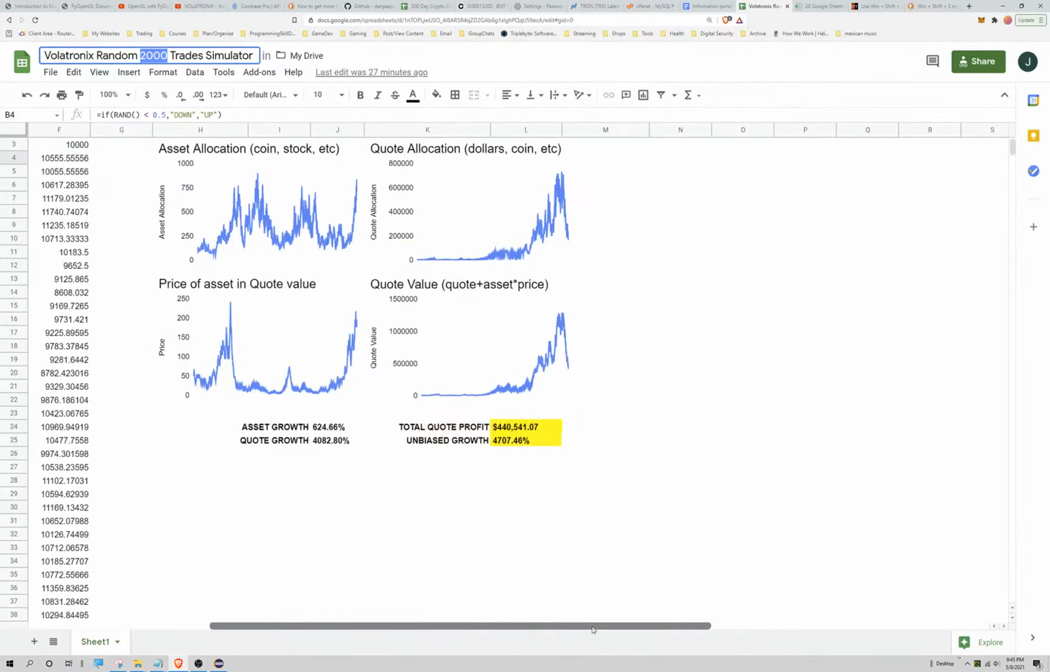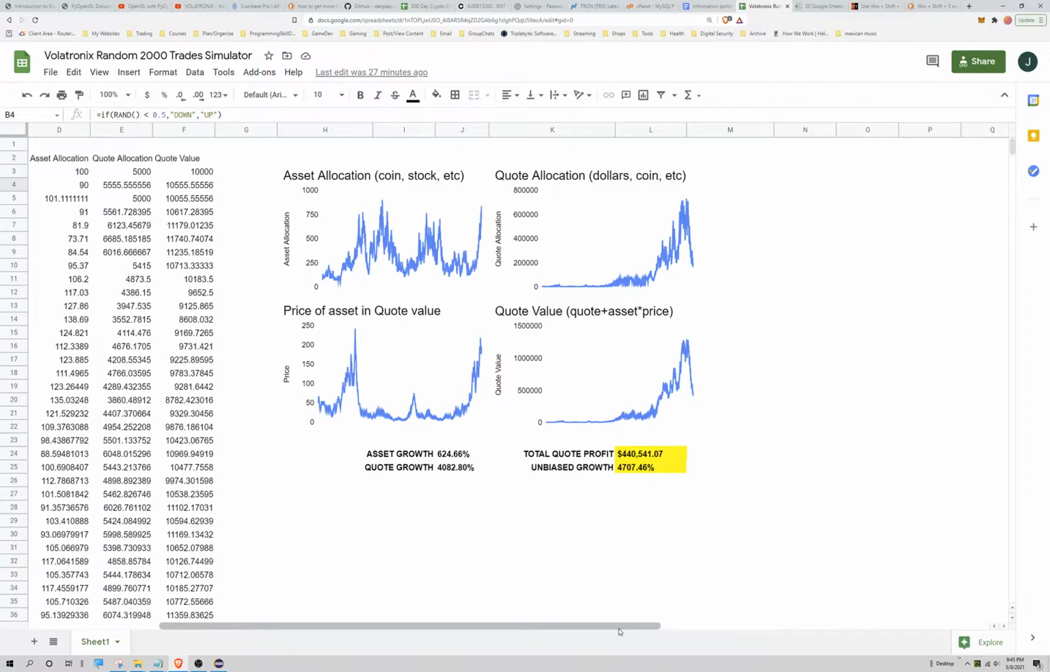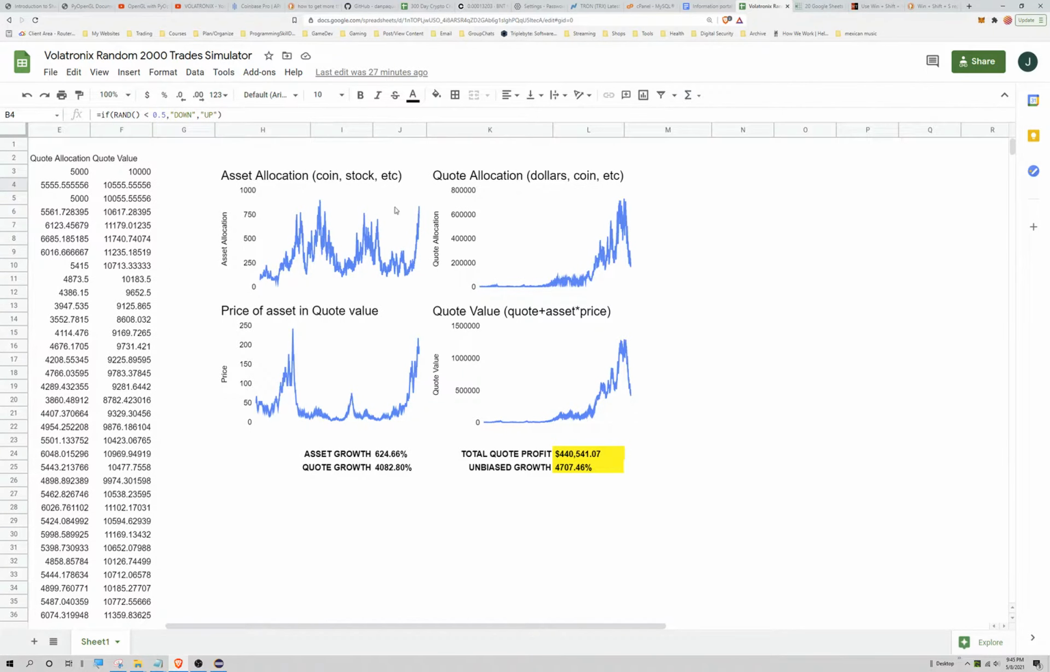But anyway, I made these charts nice and simple over here. Over here is the asset allocation. Could be some cryptocurrency, some stock market, or whatever, anything that's tradable, precious metal. Then we've got the quote allocation, which might be fiat currency like dollars, pounds, yen, whatever, some coin. And then this is the random price chart.